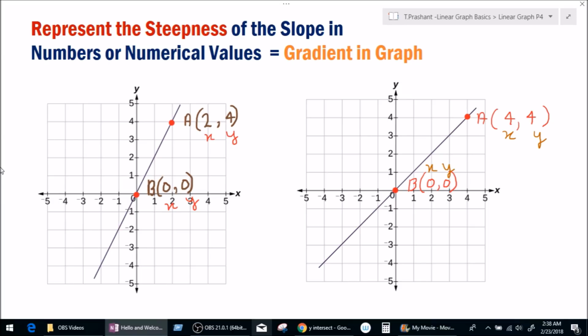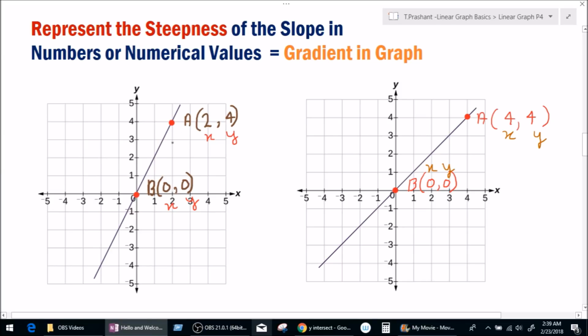Alright, so let's go represent the steepness of the slope in numerical values to find out the gradient of the graph. Now we are going to be applying whatever we have learned so far into this video to find out the gradient of point A and point B, or any point on any straight line in any quadrant of the graph. We need to find out the slope, and we need to find out how steep that slope is, which will give out the value of our gradient.